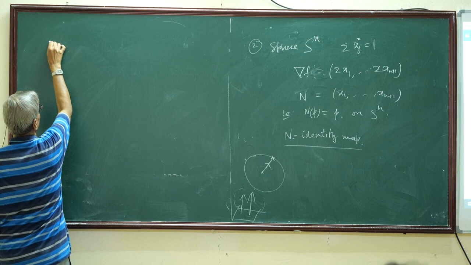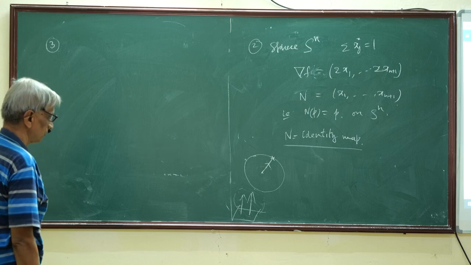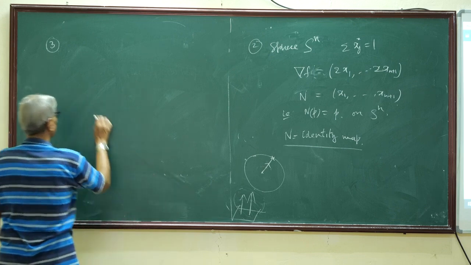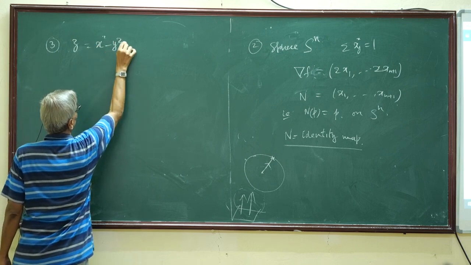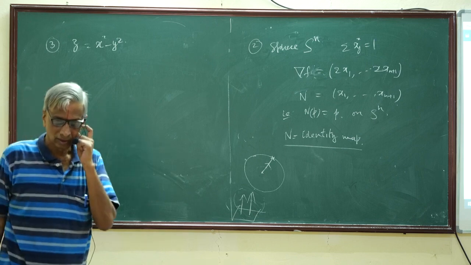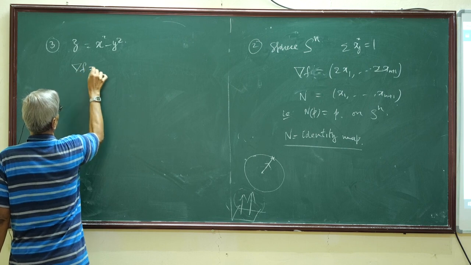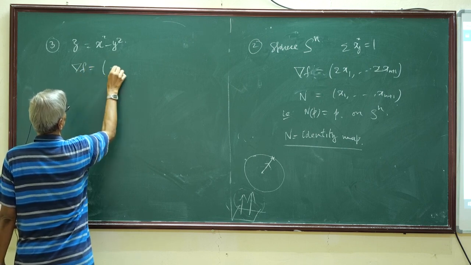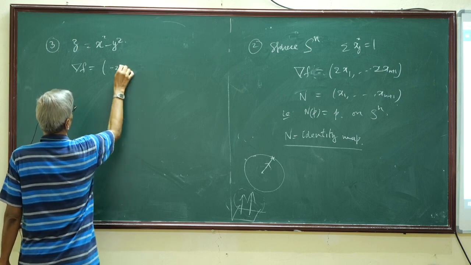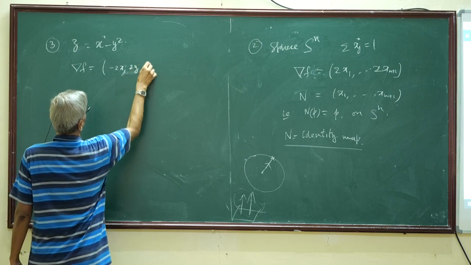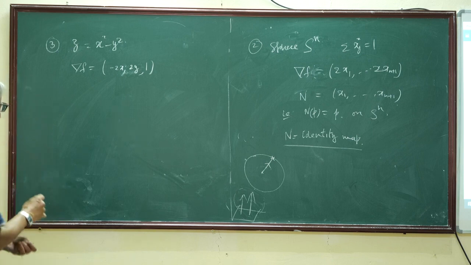Look at the hyperboloid, or what was that? Look at, anyway, it doesn't matter. So hyperbolic paraboloid. Okay. Minus 2x, 2y, 1 at any point x, y, z. So normalize it.